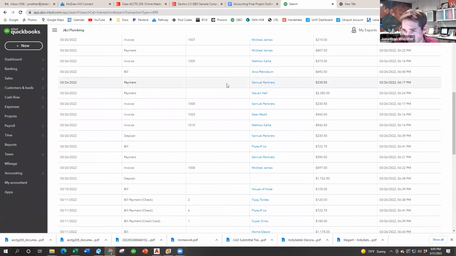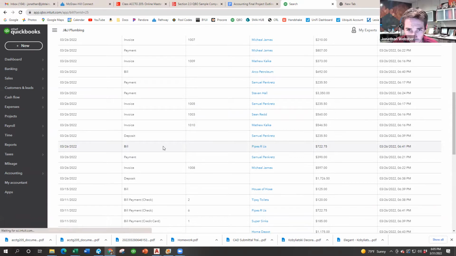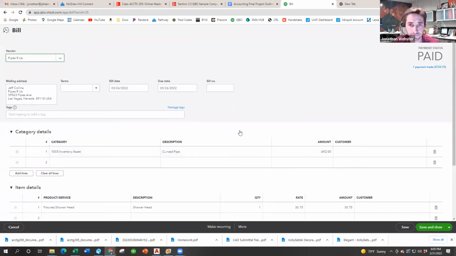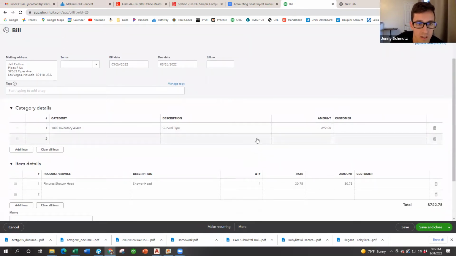Okay, I'll turn the time over to Johnny. He's going to go over some vendor transactions. Yeah, so there's actually one right there, where the cursor's at. To Pipes R Us. Okay. It's a bill that we received from them, and that's because we ordered a curved pipe and inventory asset, and you can see there it shows you the dollar amount, the $692, and you can also see that we also ordered a shower head from them as well, and we'll need to pay that.